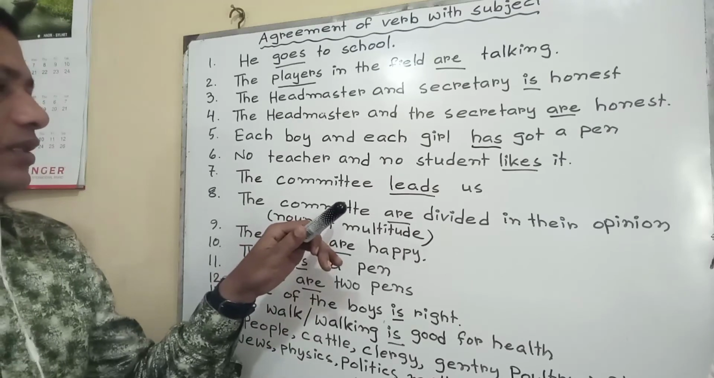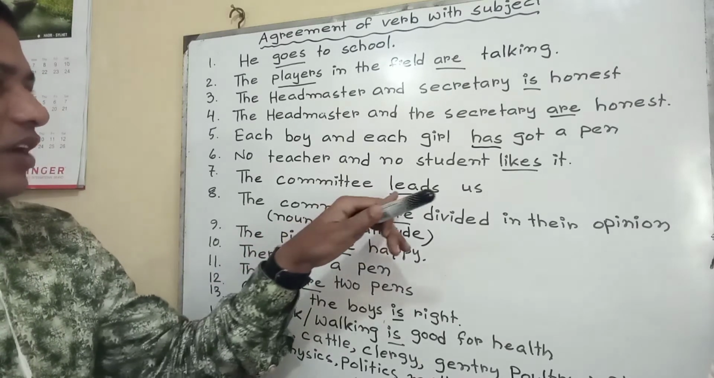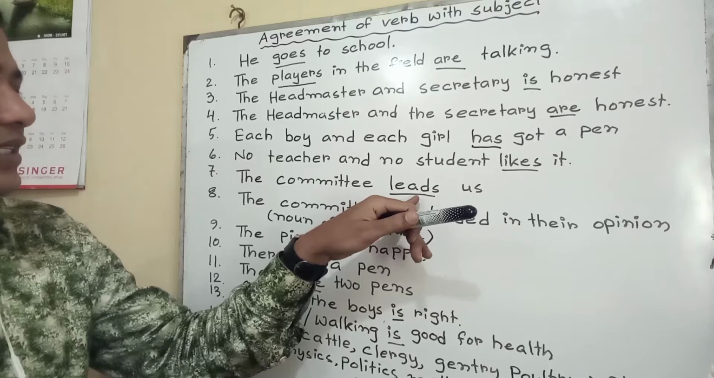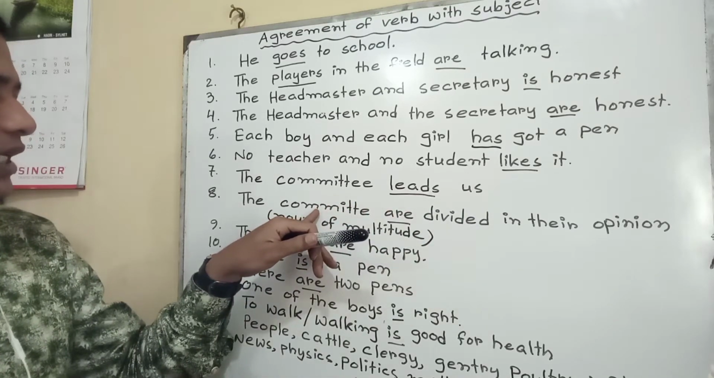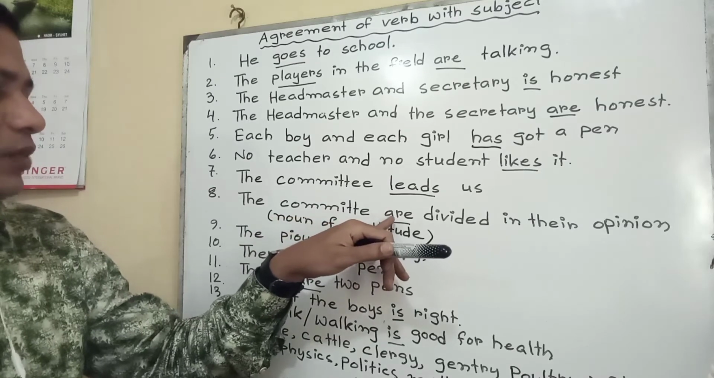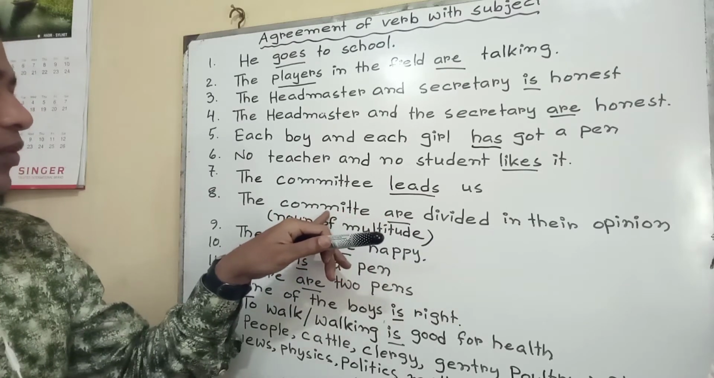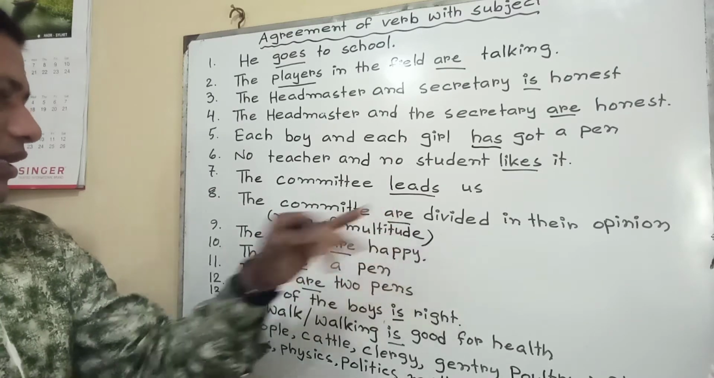A collective noun always accepts a singular verb. That means s or es is added with the main verb. But when the collective noun is divided, at that time the verb should be in plural form. That means the committee are, have, were, in this way.